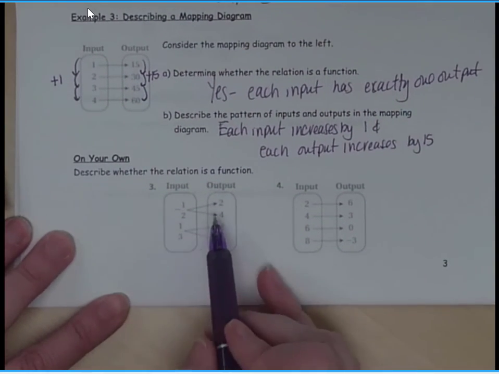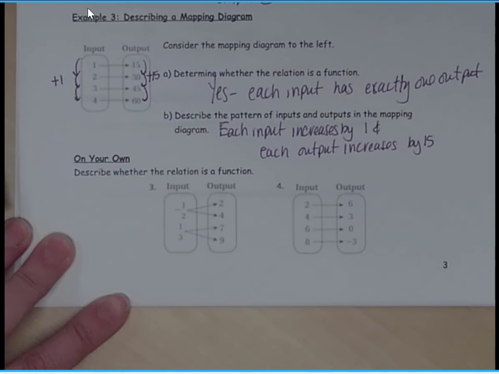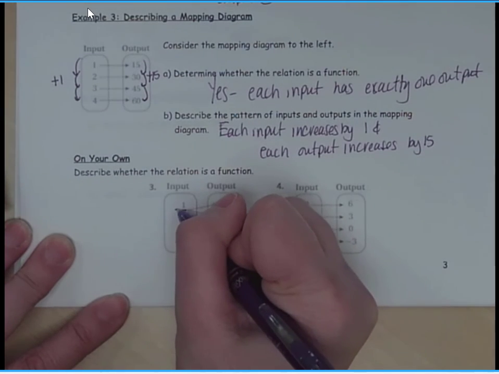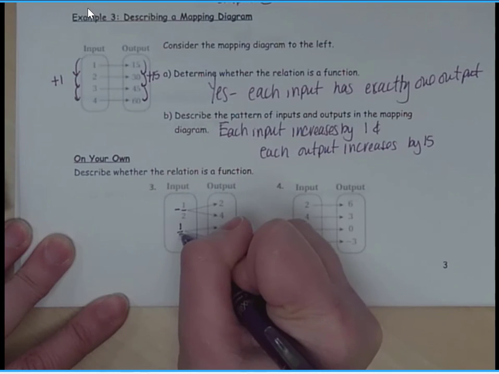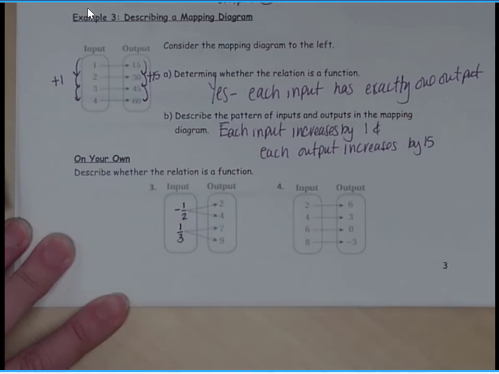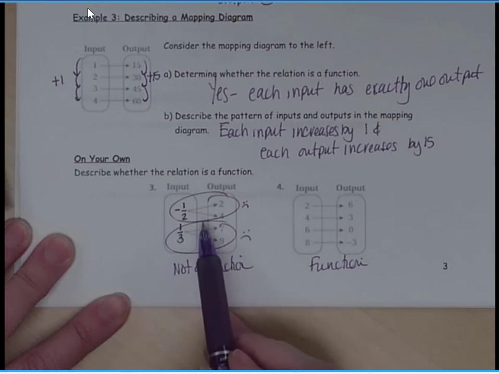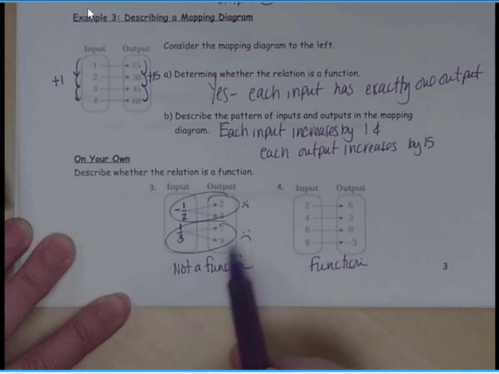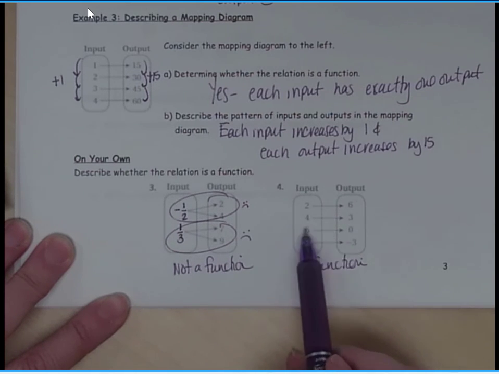All right, on your own, 3 and 4, go ahead and tell me whether or not these are a function. Now I'll have to tell you this is negative 1/3 or 1/2, and this is 1/3. Sometimes when I copy, those don't show up. So go ahead and hit pause and let me know, and then hit play when you're done. So this first input has two outputs. The second input has two outputs, so this is not a function. Since each input has exactly one output, this is a function.